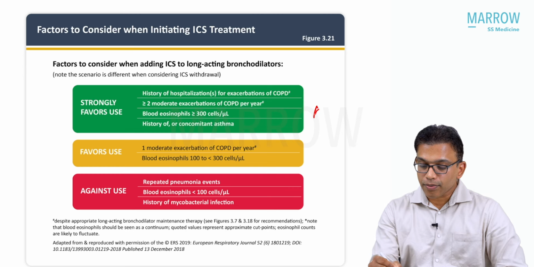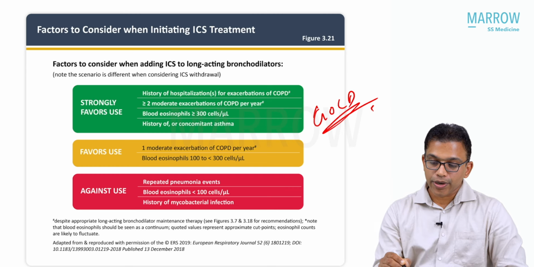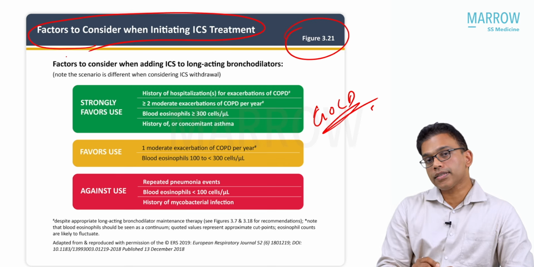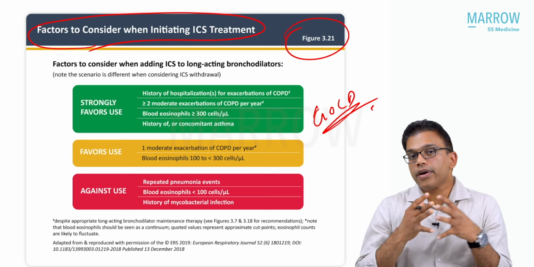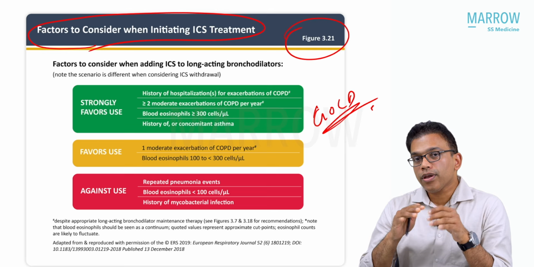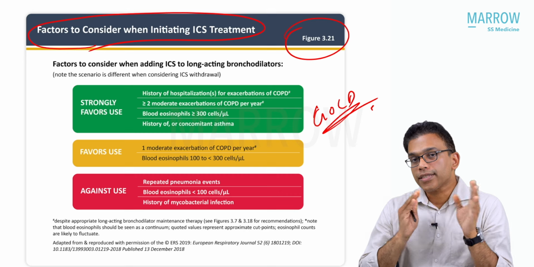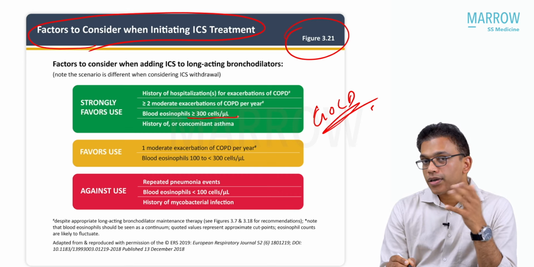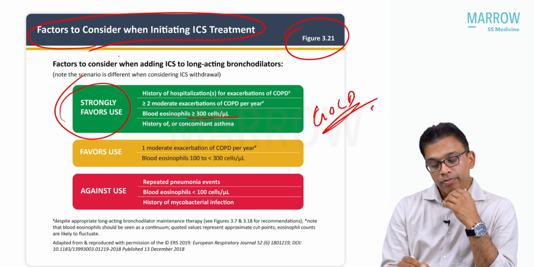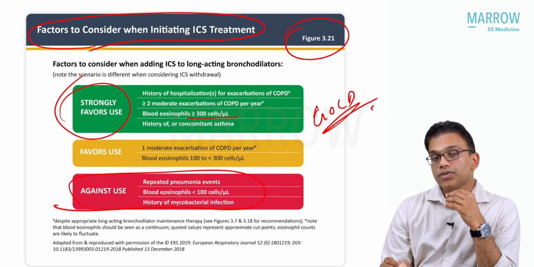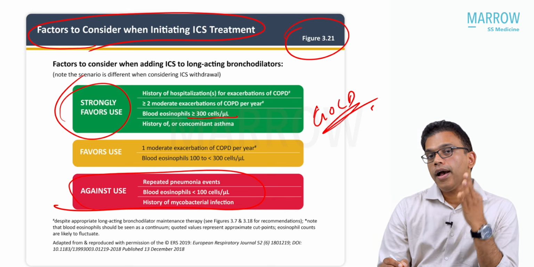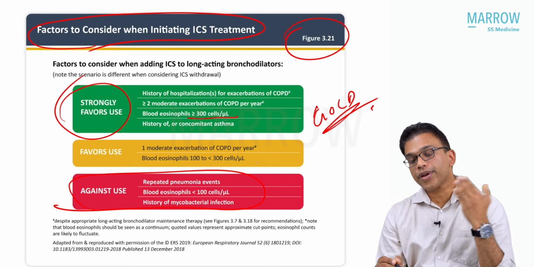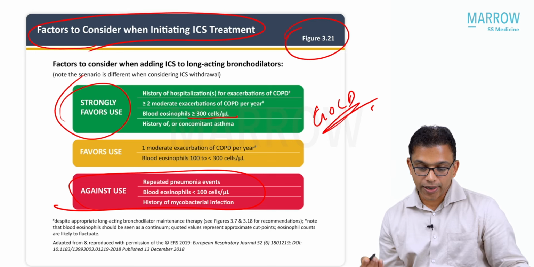So again, this I have taken from the GOLD 2025 guideline. Please refer to it, figure 3.21. So factors to consider when initiating ICS treatment. So what are the factors which strongly favor the ICS in COPD? As I already told you, the patient is having recurrent exacerbations despite LABA/LAMA, and he is having an eosinophil count more than 300, and history of concomitant asthma strongly favors the use. And against the use is the history of tuberculosis, history of recurrent pneumonia, and the eosinophil is less than 100. If it is 100 to 300, or if the patient is having one moderate exacerbation, then also you are justified in giving ICS.